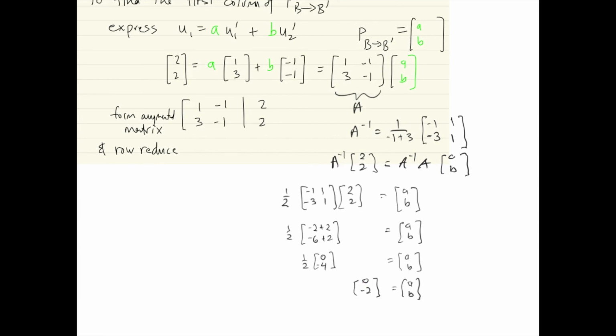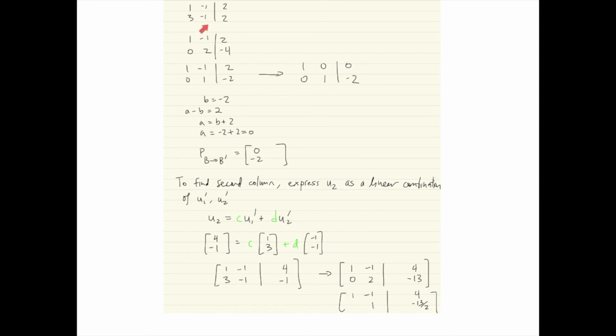Next, just for the sake of it, I'm going to do it the other way and form the augmented matrix. Here's our matrix A, and here's the augmented matrix. We usually have the 2 out over here, but okay, and then just row reduce. Here's the row reduction process. I won't go through it, but the point is that we get the same answer: a is equal to 0, b is equal to -2.